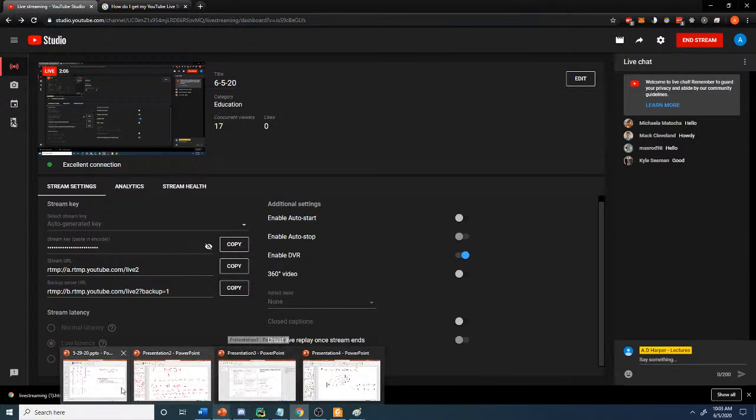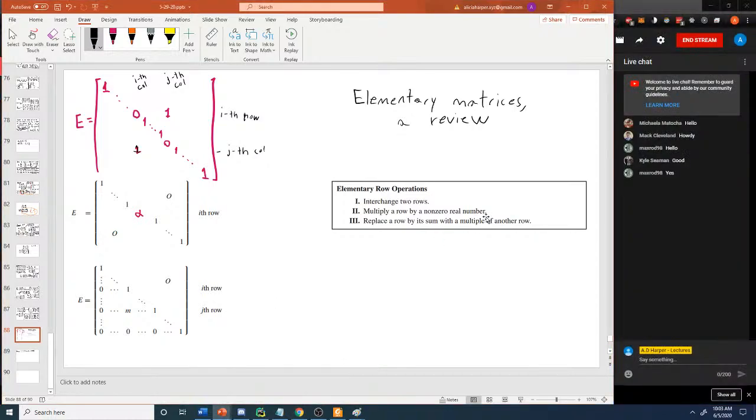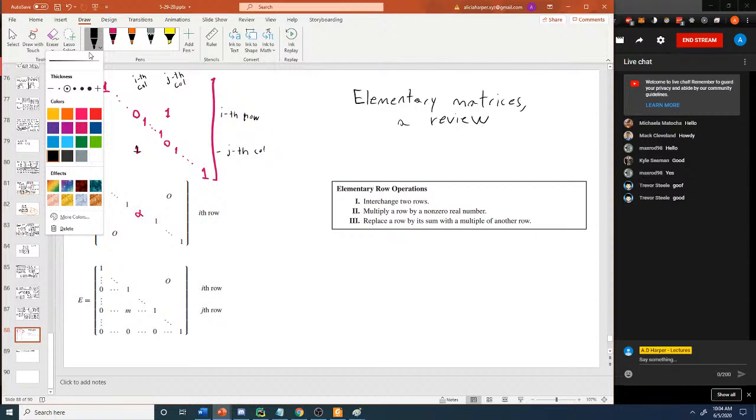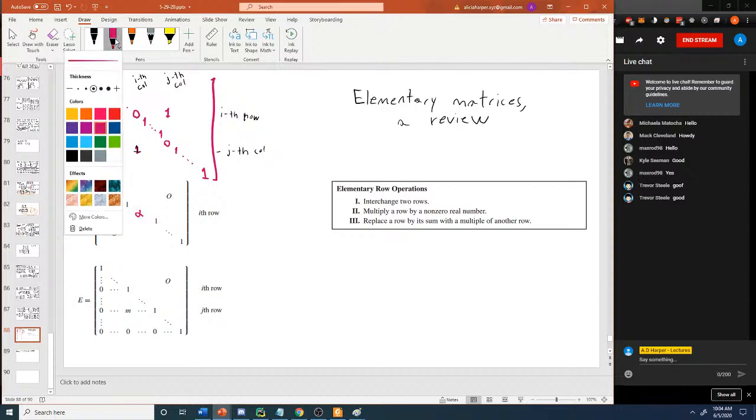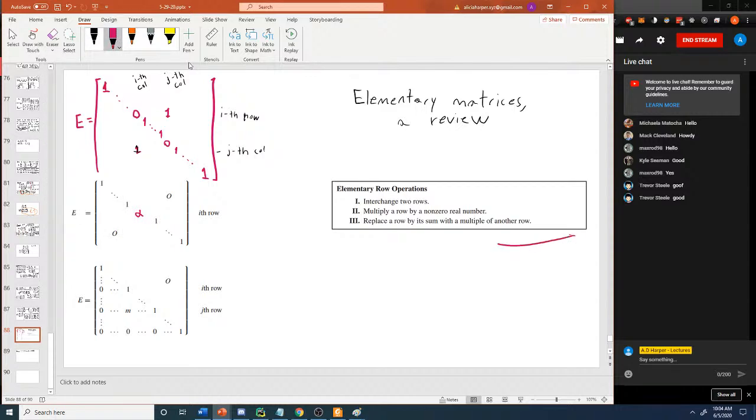So today we are going to finish up with some stuff that we started last time. Before we begin the new stuff, I want to talk about what we did last time because it was a little complicated. We introduced this notion of elementary matrices. The reason we introduced them is because we were really interested in these row operations, and we have been using these row operations to solve linear systems.